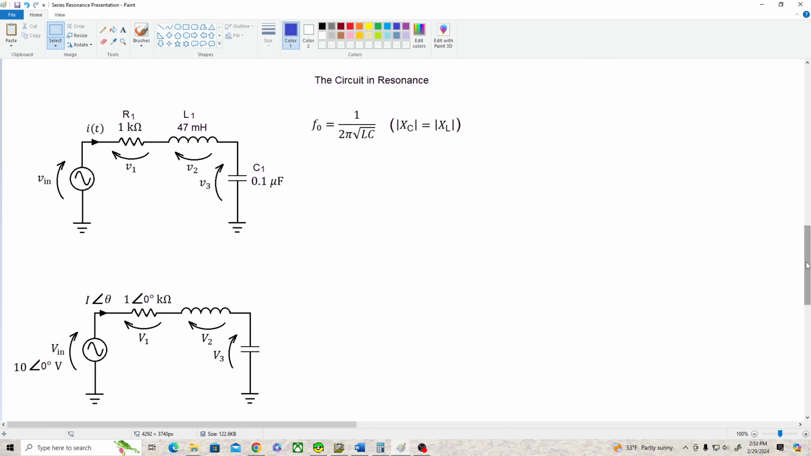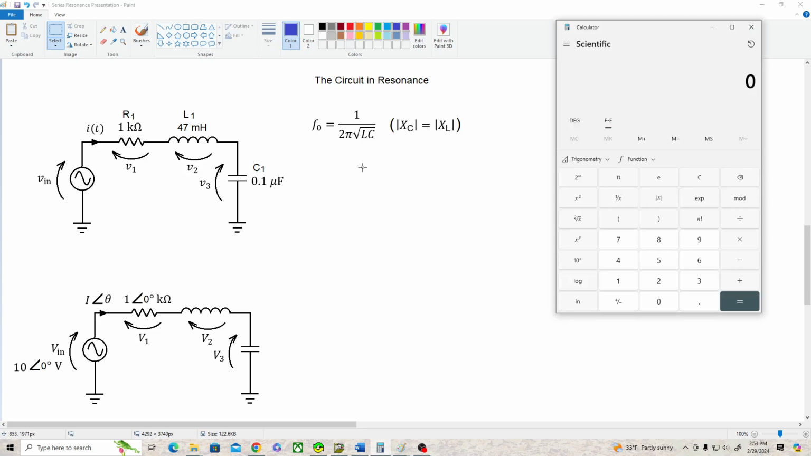All right, so for the circuit in resonance, we know F_O equals 1 over 2 pi times the square root of LC. So let's pull up our handy Microsoft calculator and evaluate this equation. We've got, let's see, L is 0.047 henries times 0.1 times 10 to the negative 6th power farads. We'll take the square root of that product, times 2 times pi, and then the reciprocal. And we get a frequency of about 2,322 hertz.